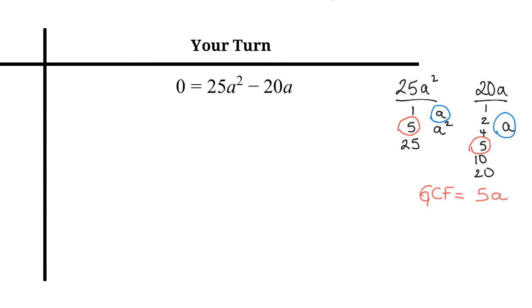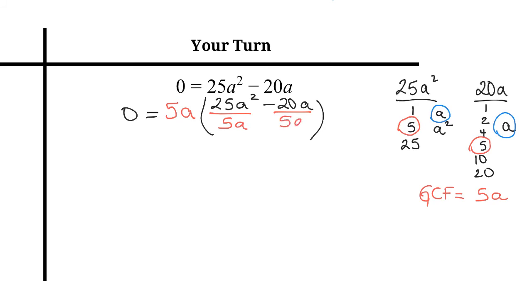So I'm going to go back to my equation. I'm going to recopy the 0, recopy the equal sign, and insert my greatest common factor that I just identified, which is the 5a. So I've put that in. Then our next step is to make a big bracket. I'm going to recopy the question, so I've got 25a squared minus 20a. And to each of those terms, I'm going to divide them by my common factor, 5a.